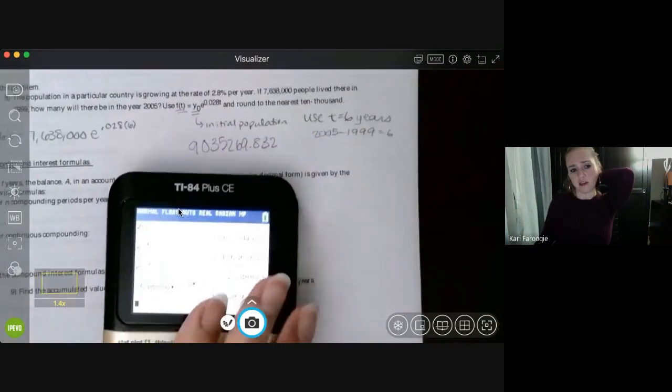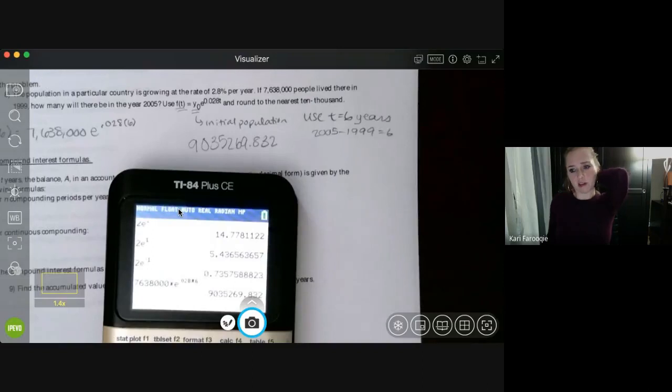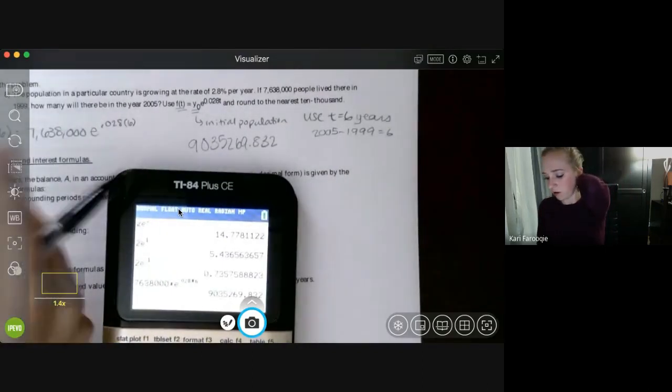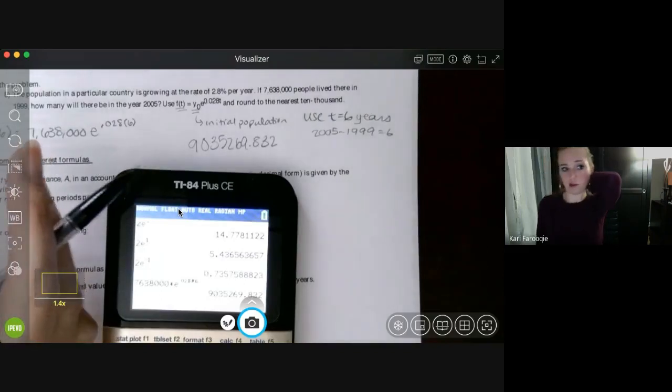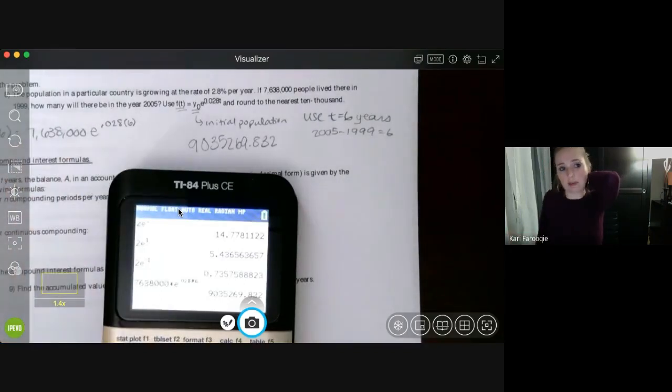You should also be asking yourself, does this answer make sense? You originally had 7 million. The population after 6 years is growing by 2 million. I mean, that's a lot, but it's reasonable. It's not like you went from 7 million to like 35 million.